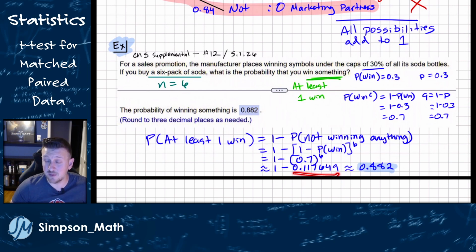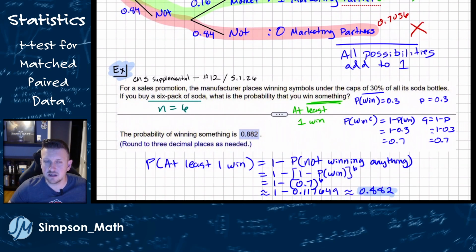But what's the probability I win something? 1 minus that 12%, getting about that 88%. Again, it is a bit weird, 1 minus something. Those 1 minuses don't cancel out or do anything weird, because notice I have to simplify this first and then raise it to the 6th. So 1 minus the probability of winning, 0.3, is 0.7. That's why we end up with 0.7 to the 6th, and we get that.